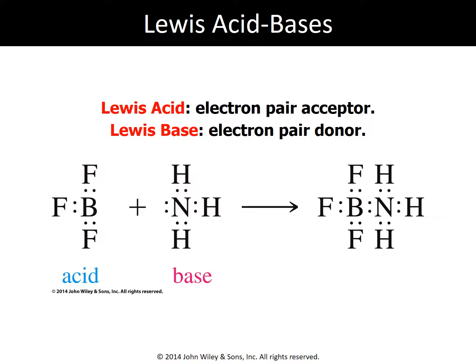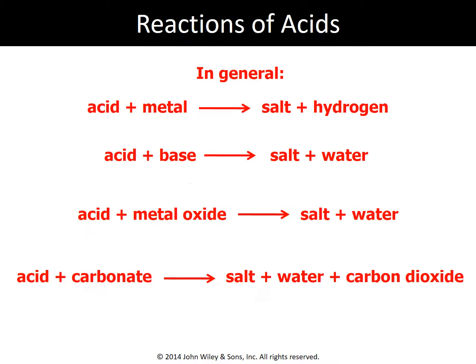For our Lewis acids, we can see here on the left we have our boron trifluoride and our ammonia, and we have this extra electron pair on our ammonia, so it's going to donate that to our boron trifluoride and give us our new molecule. We can see that our acid in this case is accepting that extra electron pair. So familiarize yourself with these 6 definitions.